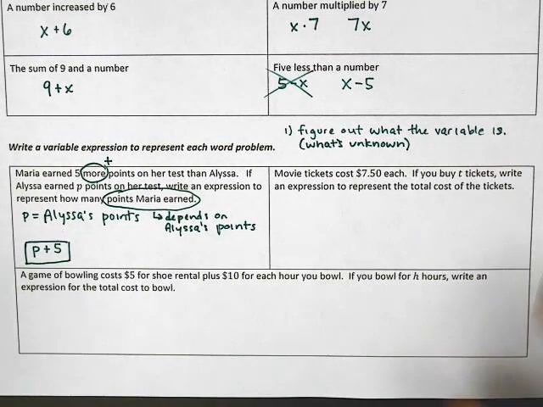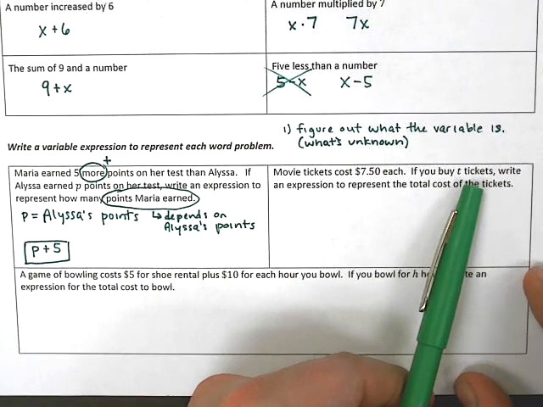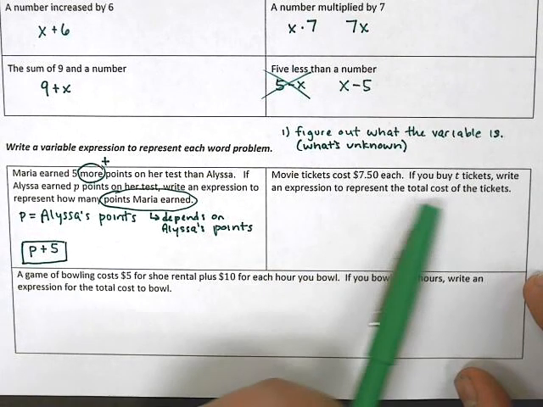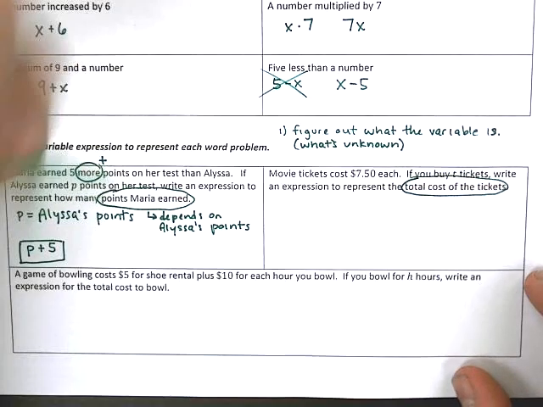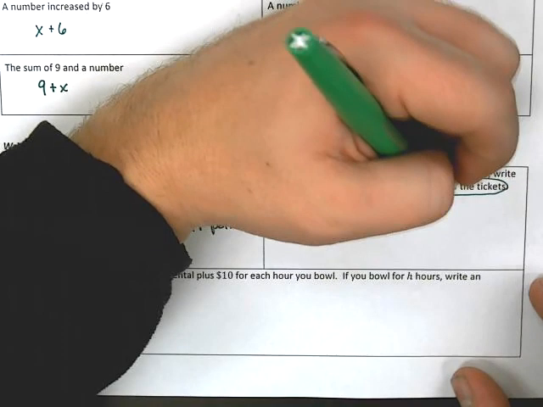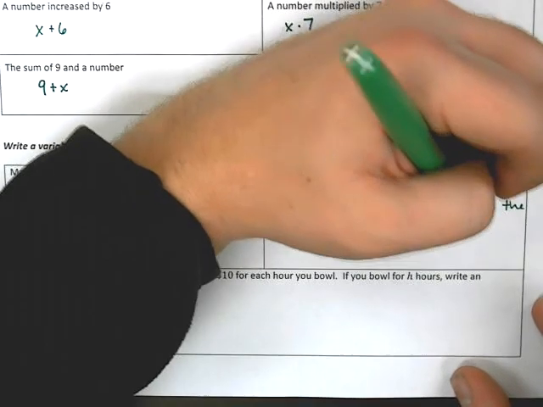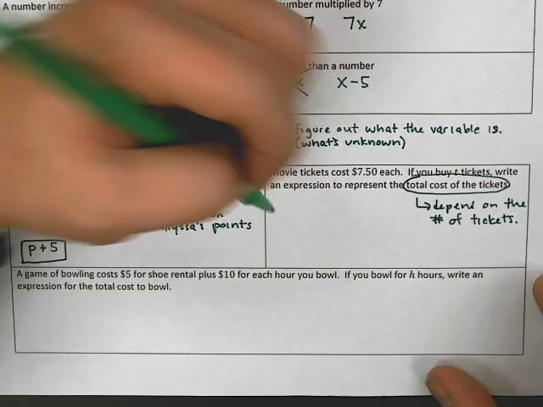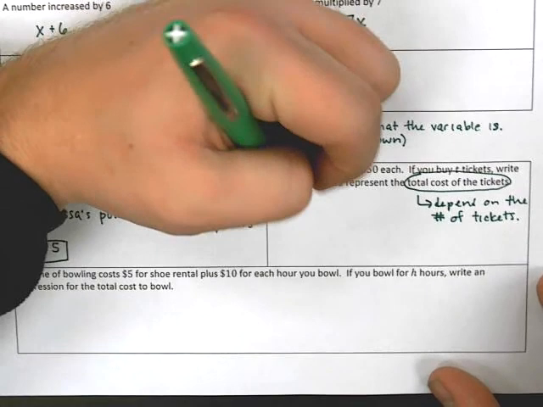Now, if we move on to the next one. Okay, movie tickets cost $7.50 each. We buy T tickets. I think I already know what's unknown. Let's write an expression to represent the total cost of the tickets. Okay, so the total cost of the tickets has to depend on the number of tickets, right? We don't know the total cost unless we know the number of tickets. And that should be a big hint that our variable has to be the number of tickets.